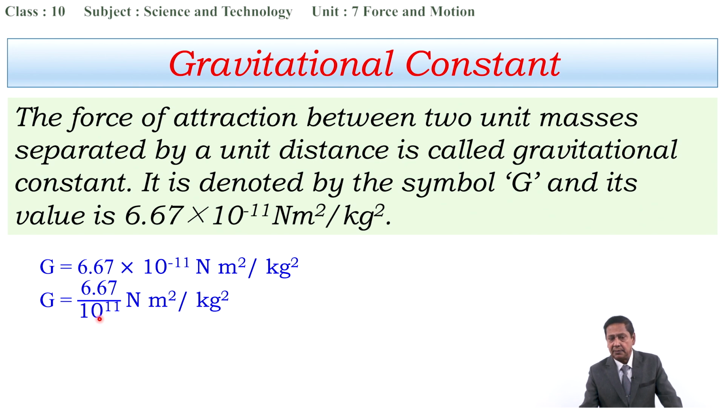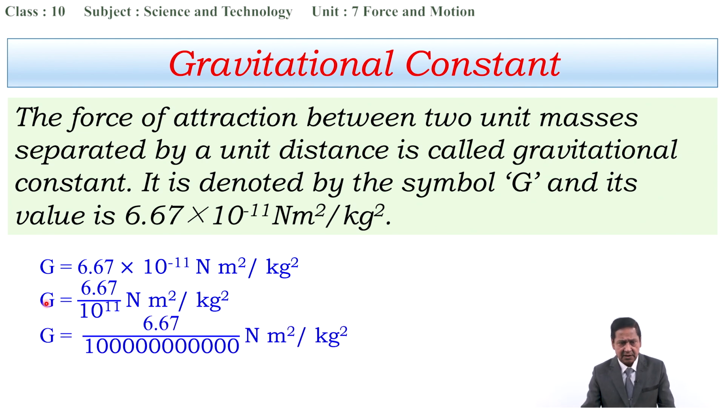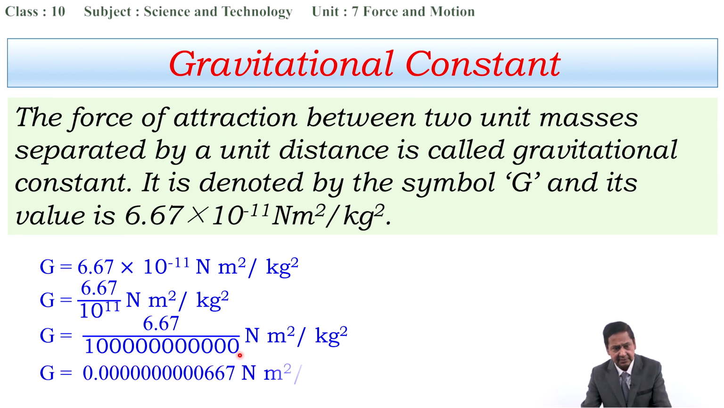And what is the meaning of this? 10 to the power 11 means 1 having 11 zeros. We can write it like this. Now, if 6.67 is divided by 1 having 11 zeros, this is equal to 1 kharab. Now we will get this: 0.00000, after 10 zeros, then only 667 comes if we divide 6.67 by this number.